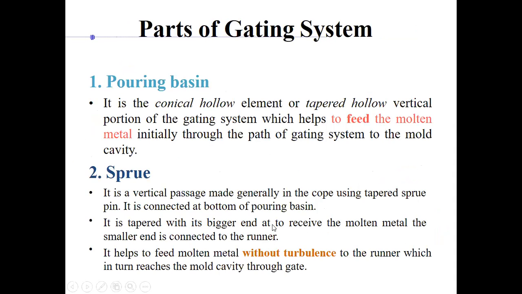It is tapered with its bigger end to receive the molten metal. The smaller end is connected to the runner. It helps to feed molten metal without turbulence to the runner, which in turn reaches the mold cavity through the gate. Should be able to feed without turbulence. And how do you do that? You maintain a tapered section so that the discharge is constant and therefore there would be no turbulence, no air would come inside along with the molten metal, so that the molten metal reaches the mold cavity through the gate. That's the other part of the story.